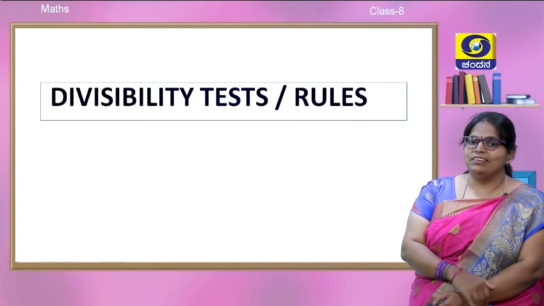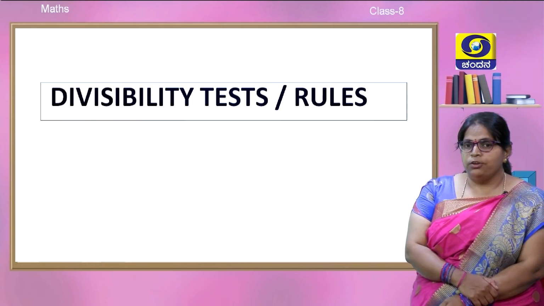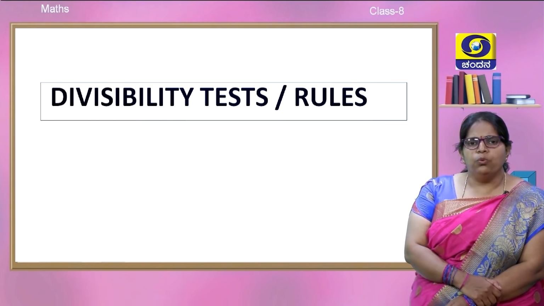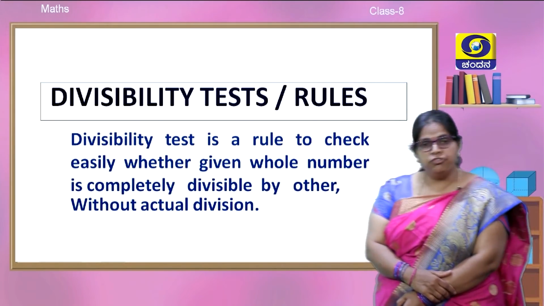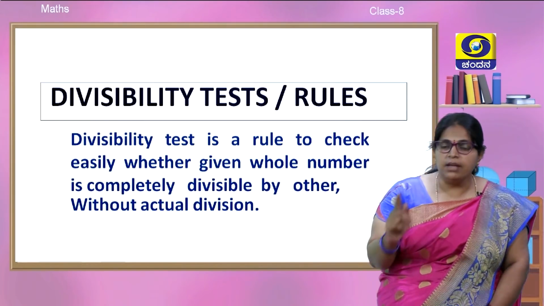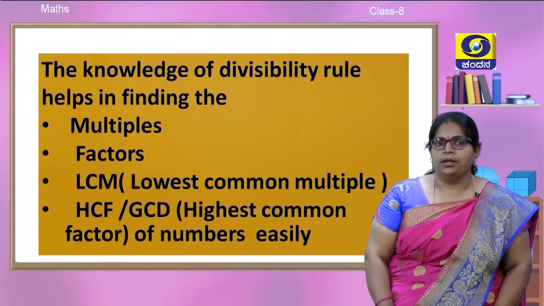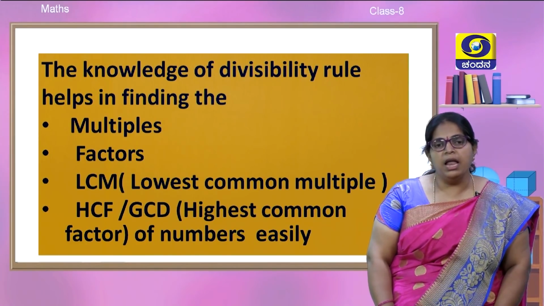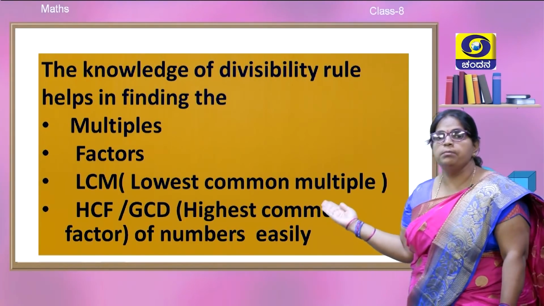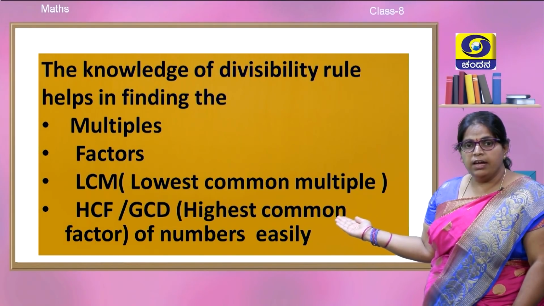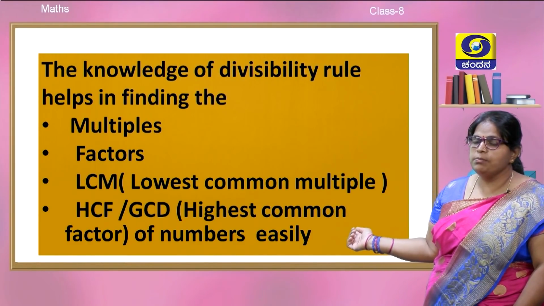Yes, you are right. We can find it by using the divisibility tests or rules. Do you remember children, you have learnt it in class 6? What is this divisibility test? Divisibility test is a rule to check easily whether the given whole number is completely divisible by another without actual division. Now, the knowledge of divisibility rules helps in finding the multiples, factors, LCM, lowest common multiple, HCF, highest common factor, or GCD, which means greatest common divisor, of numbers easily.